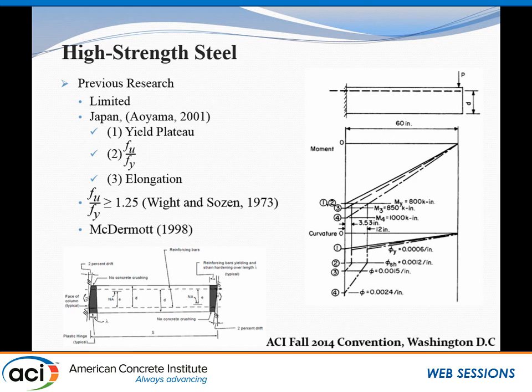In the 1976 ACI 350 report, a Fu/Fy ratio greater than 1.25 is proposed. That ratio was later adopted in the 1983 ACI building code and has remained unchanged until now. Later, McDermott in 1998, through an analytical study of an imaginary rigid frame system, found that a Fu over Fy ratio greater than 1.25 is a prudent choice.